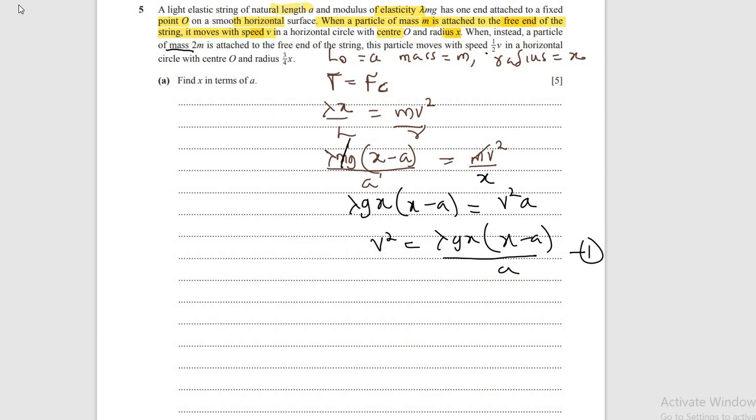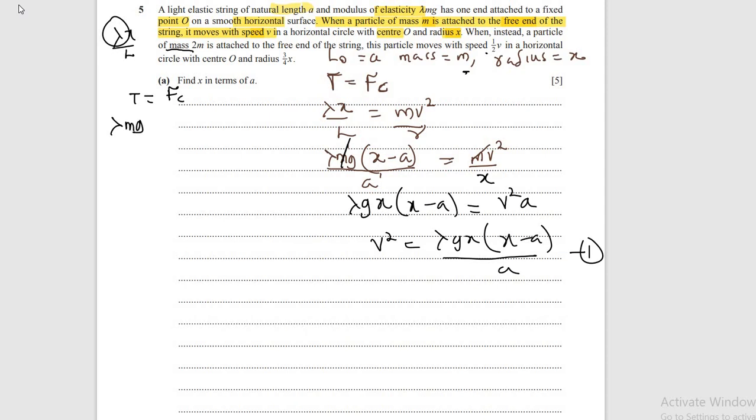Now, when the mass is 2m, the velocity is half v. So the tension is still the same. The tension is still T, but the mass has been changed from m to 2m. So T is lambda x over L, where lambda is the modulus of elasticity, which is lambda mg.